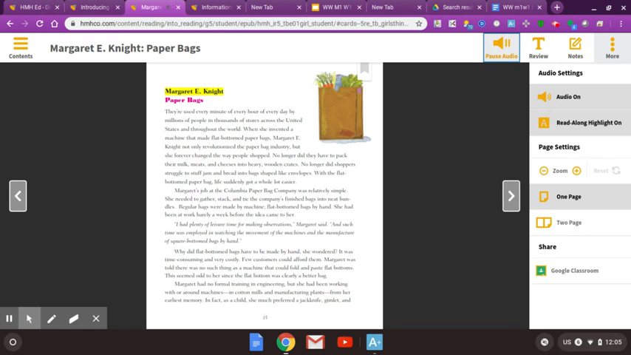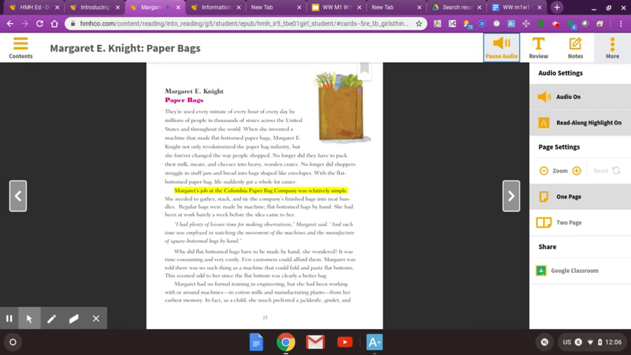Margaret E. Knight. Paper bags. They're used every minute of every hour of every day by millions of people in thousands of stores across the United States and throughout the world. When she invented a machine that made flat-bottomed paper bags, Margaret E. Knight not only revolutionized the paper bag industry, but she forever changed the way people shopped. No longer did they have to pack their milk, meats, and cheeses into heavy wooden crates. No longer did shoppers struggle to stuff jam and bread into bags shaped like envelopes. With the flat-bottomed paper bag, life suddenly got a whole lot easier.